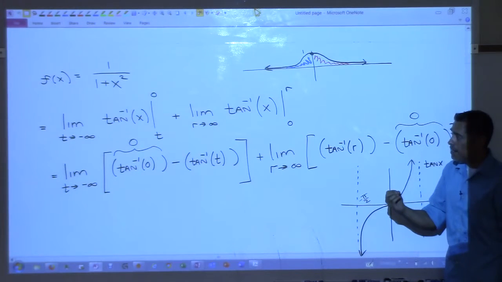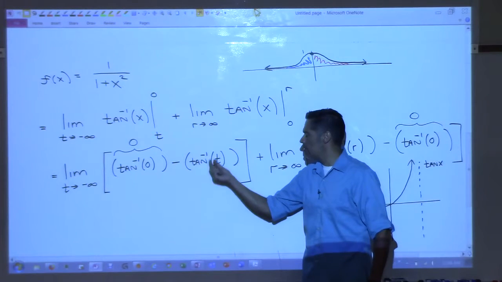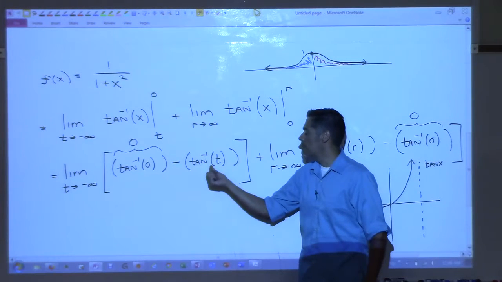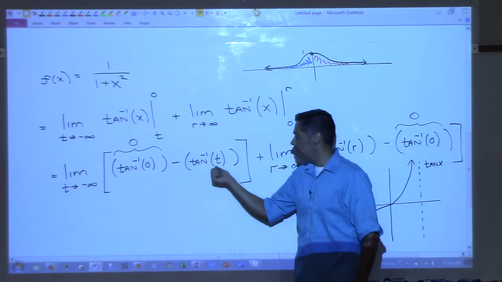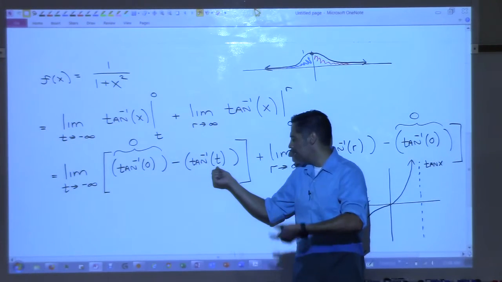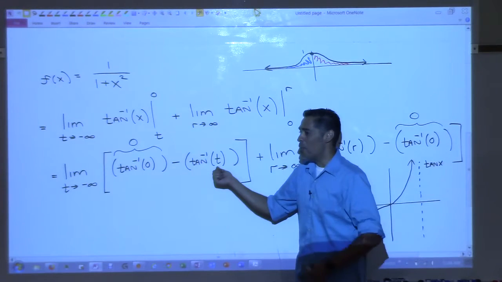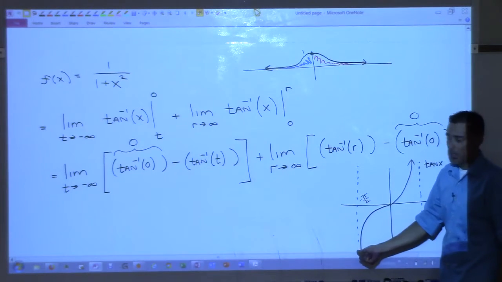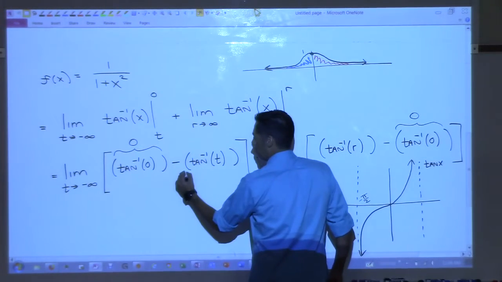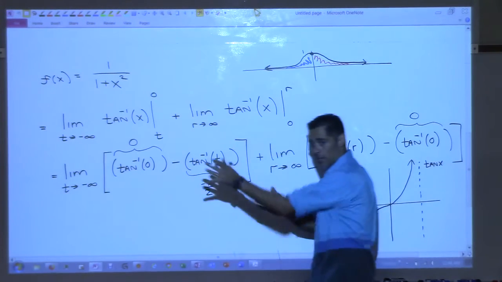So in order to figure out what arctangent of something that's becoming infinitely big negative is, I need to know what angle that corresponds to, and it corresponds to negative pi over 2. So this result right here is negative pi over 2 in the limit, when you take the limit.